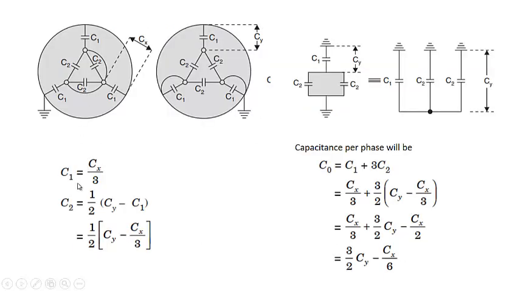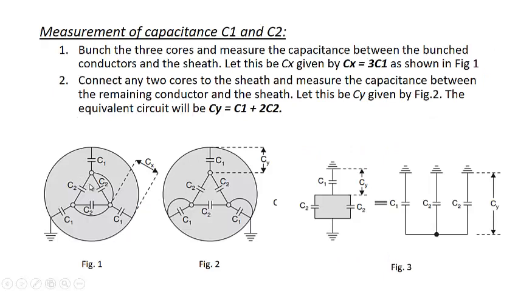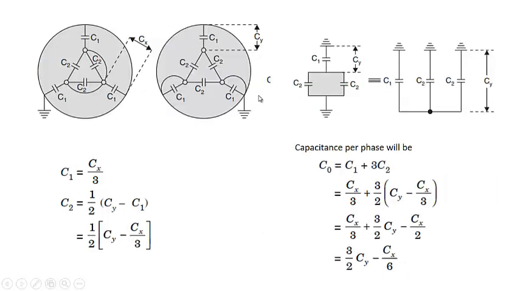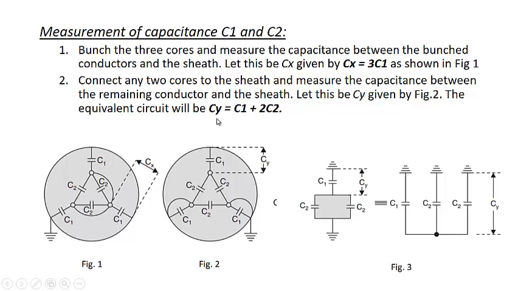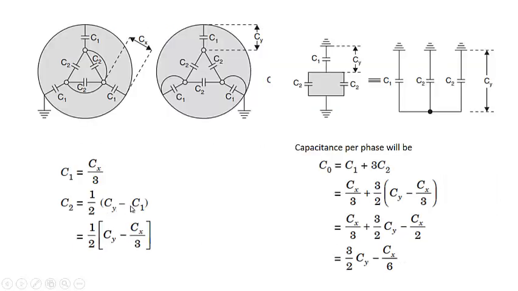So from the first, since Cx is equal to 3C1 and we have calculated the value of Cx, then C1 will be equal to Cx by 3. That's what I have written over here. Similarly, since Cy is equal to C1 plus 2C2, so C2 will be equal to Cy minus C1 divided by 2. That is, C2 is equal to 1 by 2 times Cy minus C1. Cy is as it is, and C1 is equal to Cx by 3.